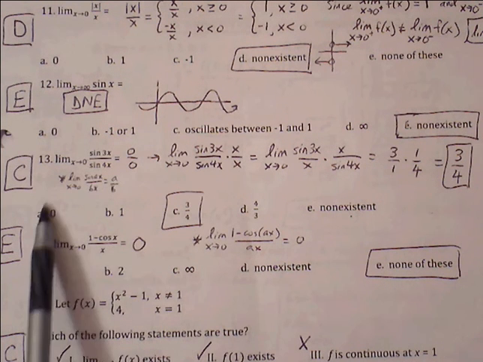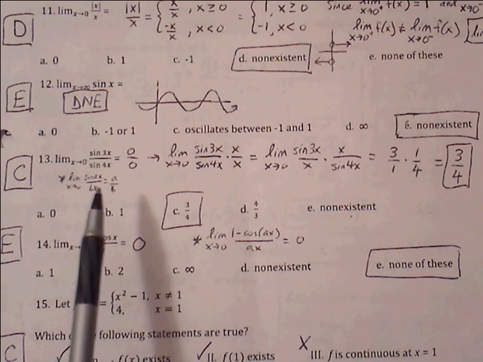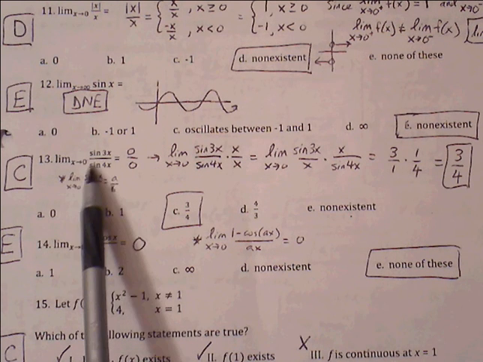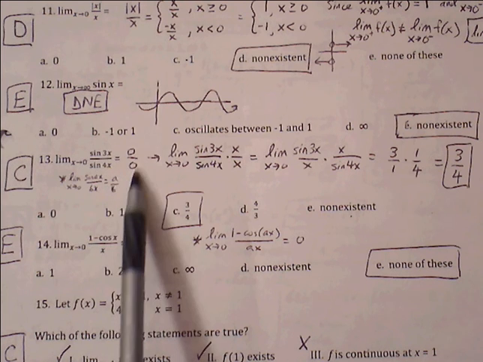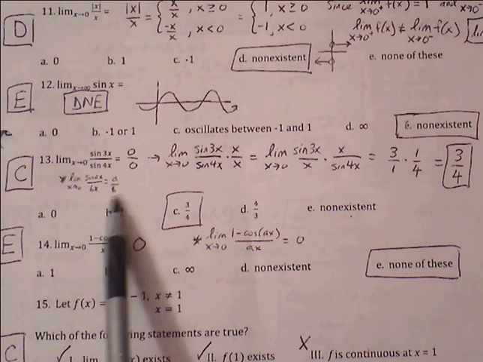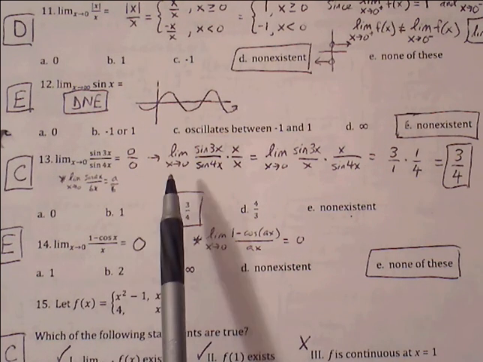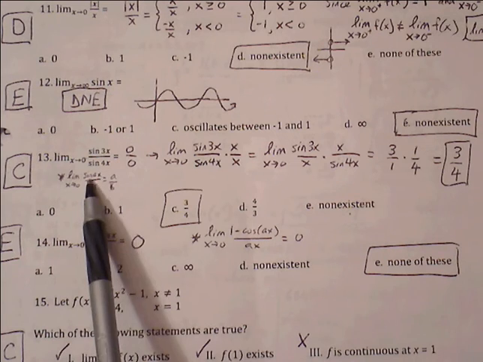Okay. Limit as x approaches 0 of sine of 3x over 4x. First thing we do, plug in 0. We get sine of 0 over 0, which is 0 over 0, indeterminate form. But we do have a limit rule that we can use. But we do need to make some adjustments because this is not in the form of sine of ax over bx.